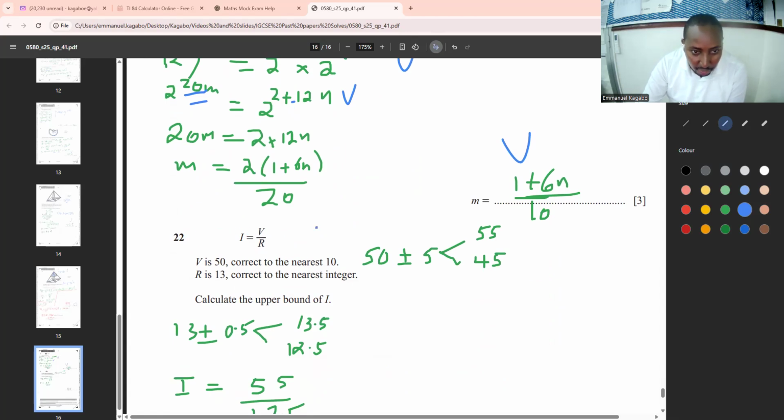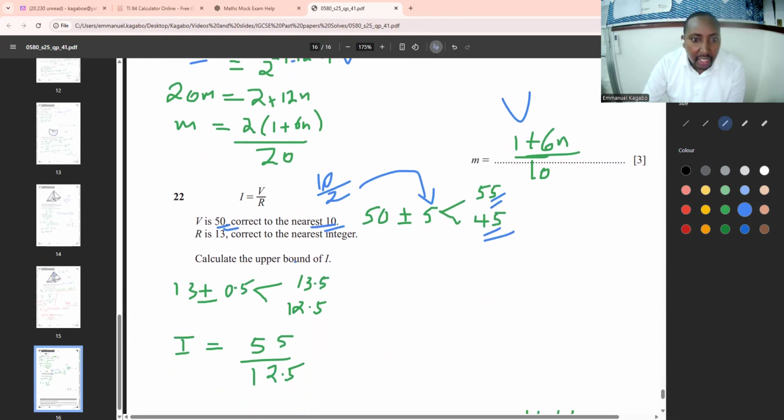For those who do physics, guys, what formula is that? Those who are not doing physics, don't worry. Current is voltage over resistance, but in math, we don't care about that. So they told you this, correct to 10. That means I'll do 10 divided by 2. That's how I got 5 here. I did plus or minus to get the upper bound, and subtracted to get the lower bound. Then here they said it's 13, correct to the nearest integer. That's 1 divided by 2, and that gives me 0.5. Then I do plus or minus to get my upper bound.